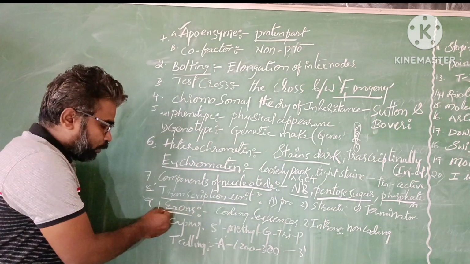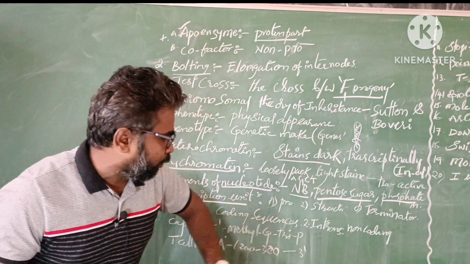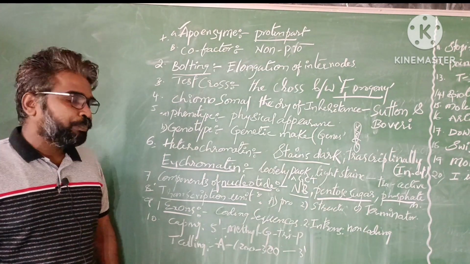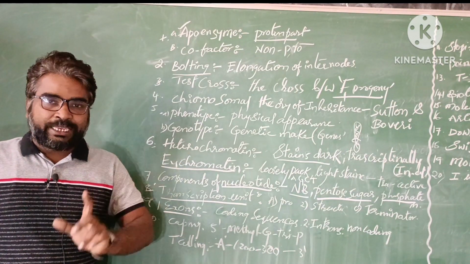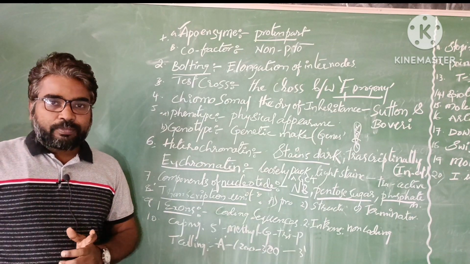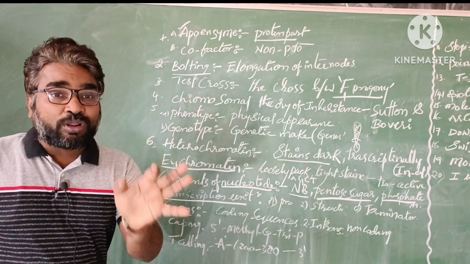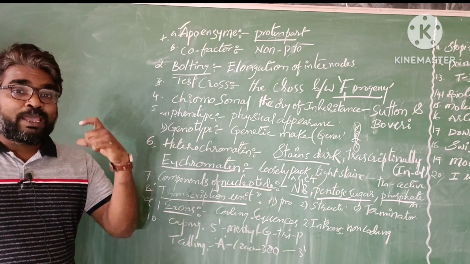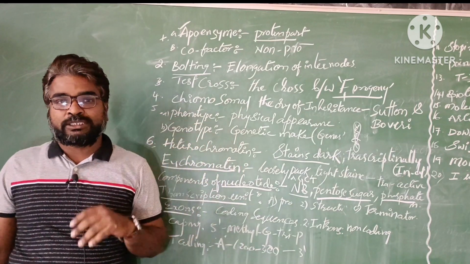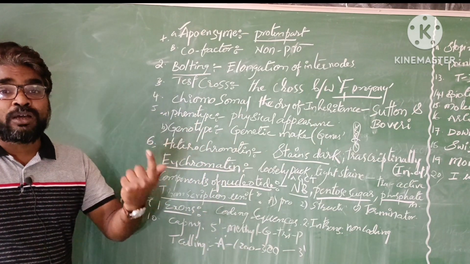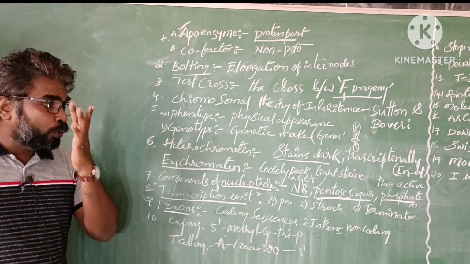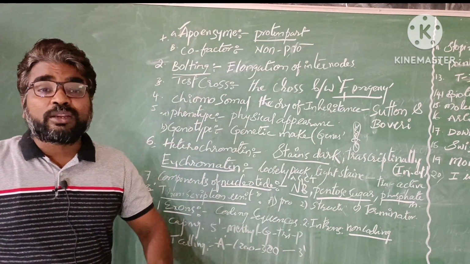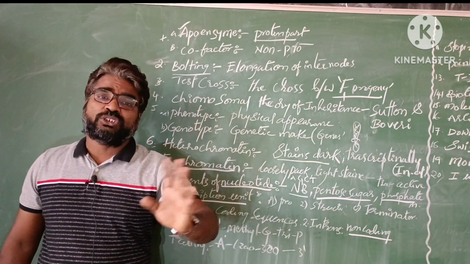Next one, exons and introns. Children, look here, very simple. In DNA, some codons code for a protein or an amino acid, but some codons may not code: the non-coding region, which does not code any amino acid.